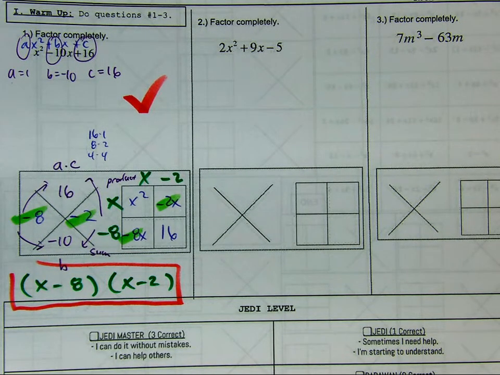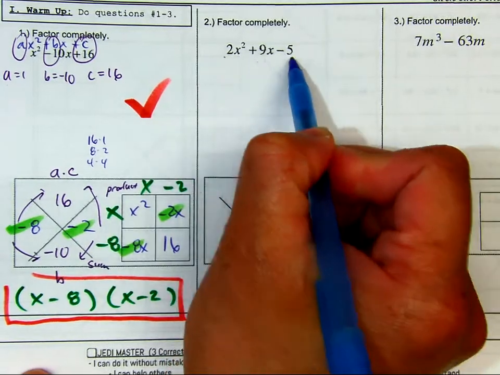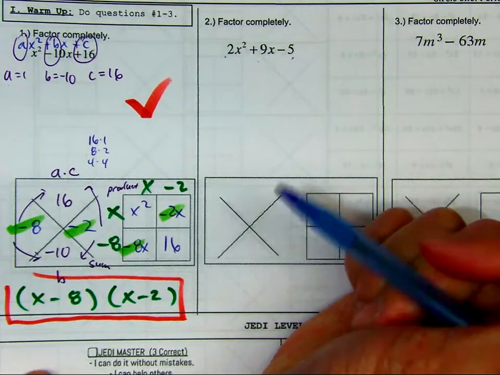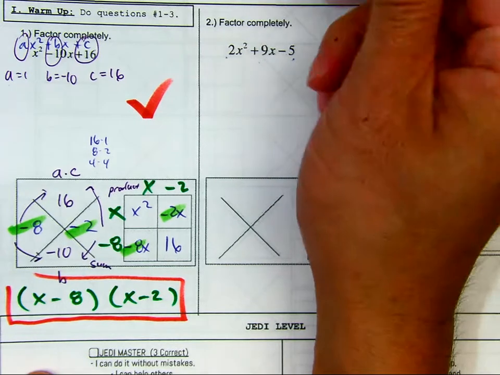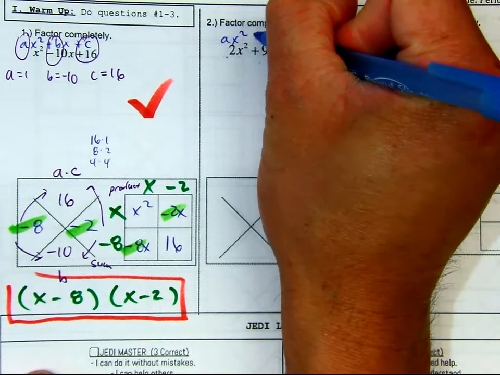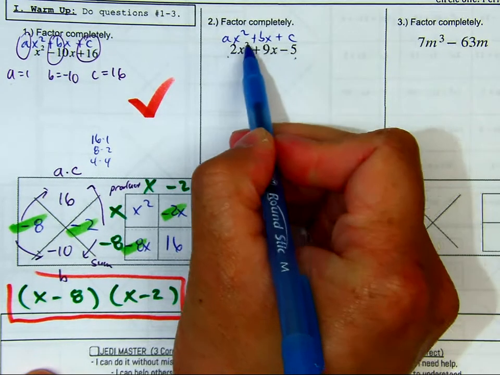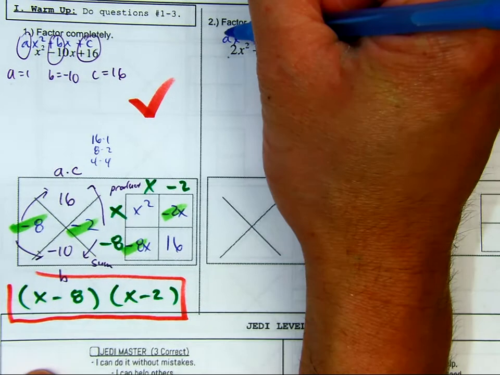Now, question number 2. Is there a greatest common factor between 2, 9, and negative 5? No, there's not. So I'm just going to find my A, B's, and C's. Class, my A value is 2. So if it helps you, you can write the A, B, C's above it. Ax squared plus bx plus c. It tells you that they're just numbers.